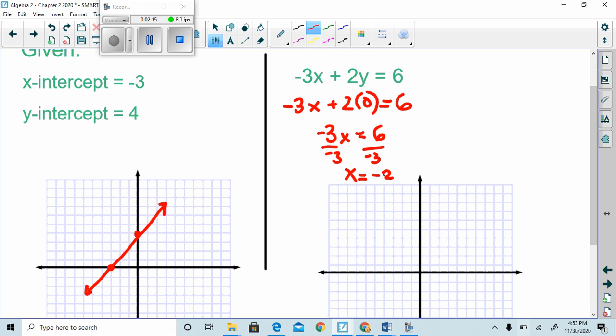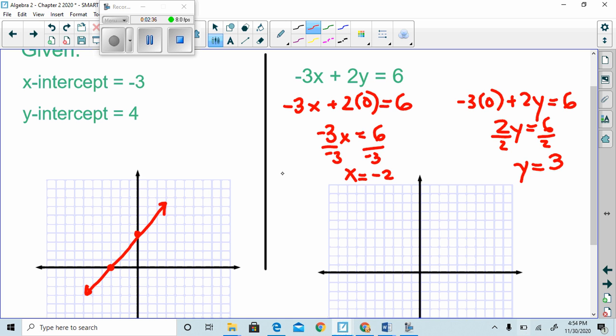Let's now find the y-intercept. That means x is going to be equal to 0. That now leaves me with, again, showing all the steps, 2y is equal to 6, and divide by 2. Y-intercept will be equal to 3.